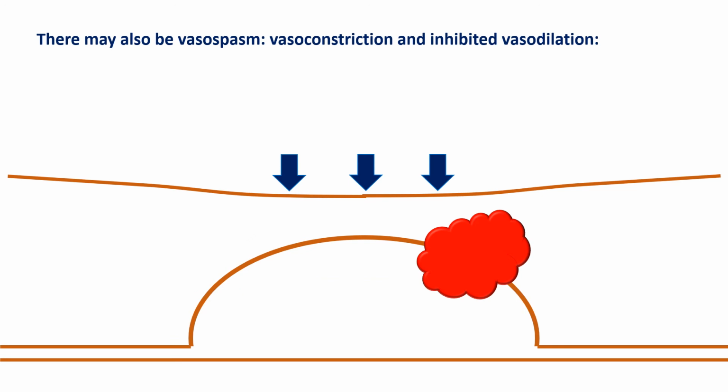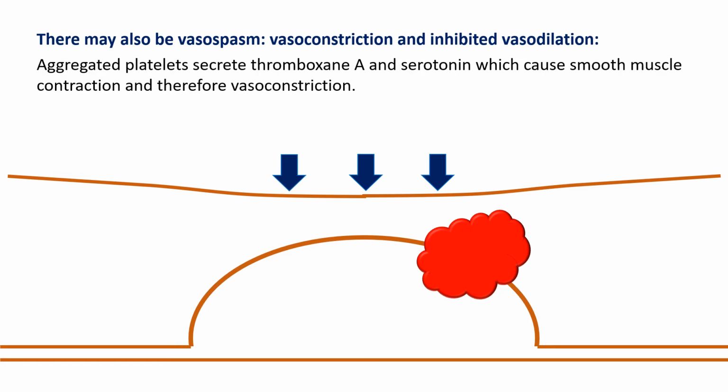Another issue here is vasospasm. This is going to potentially decrease the width of the lumen, the size of the lumen even more. And we get this because of vasoconstriction, but also inhibited vasodilation. In terms of vasoconstriction, those platelets that have aggregated start to secrete thromboxane A, also serotonin. Now, both of these cause smooth muscle contraction, and therefore they're going to cause vasoconstriction.